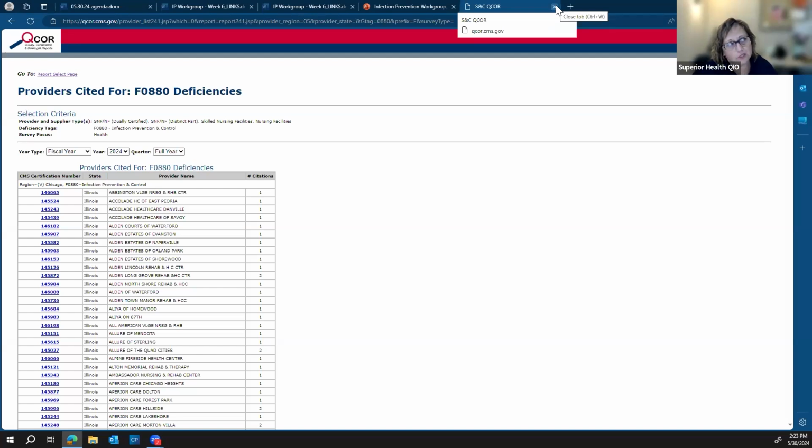I would expect that enhanced barrier precautions are going to start being rolled out with F880 tags specific to EBP. So far, we're hearing that the state surveyors are hit and miss with tagging enhanced barrier precautions. We're not seeing it entirely the focus of F880, but I would guess that by the end of the summer we're going to start to see more of the focus on F880. So that is the Q core.